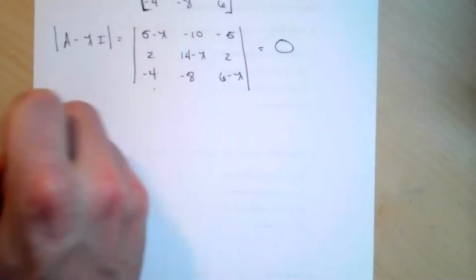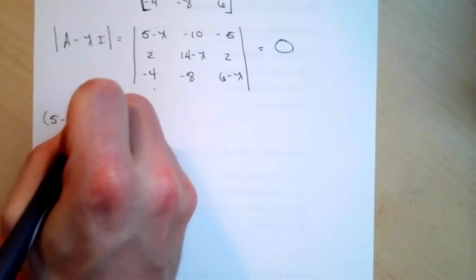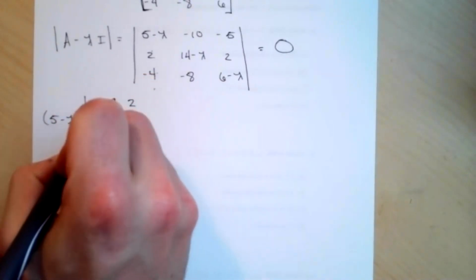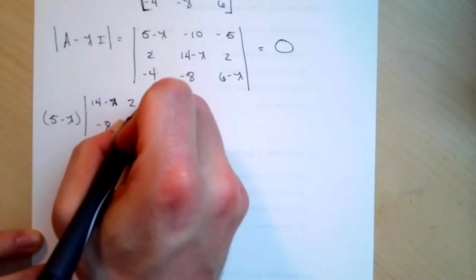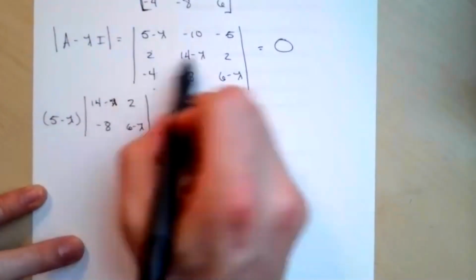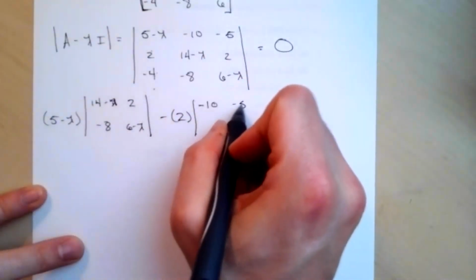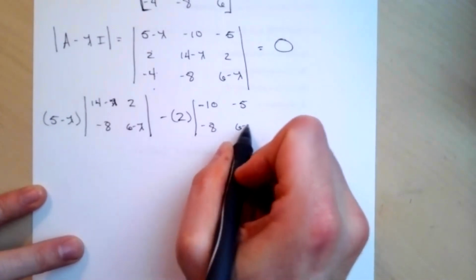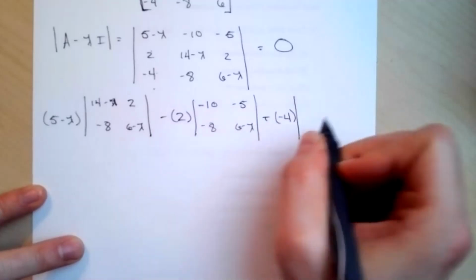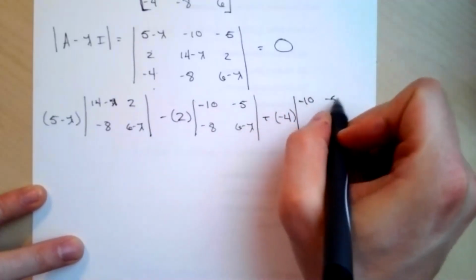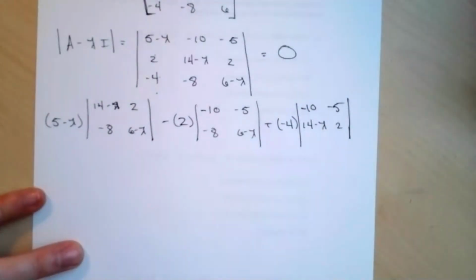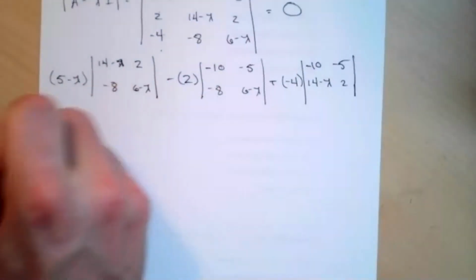So we'll have 5 minus lambda times the determinant of our minor: 2 minus 8, 6 minus lambda. Then we'll have minus 2 times the determinant of minus 10, minus 5, minus 8, 6 minus lambda. And then plus negative 4 times the determinant of minus 10, minus 5, 14 minus lambda, and 2. And now we have to compute all the other determinants.